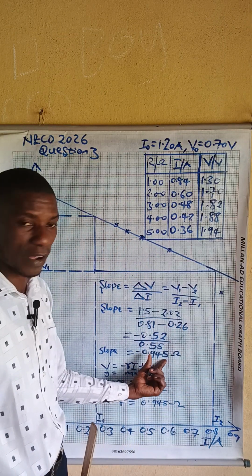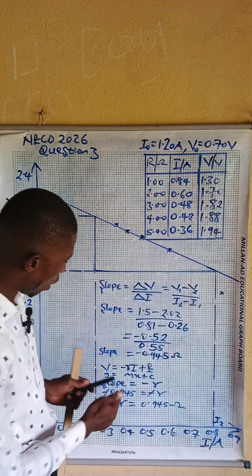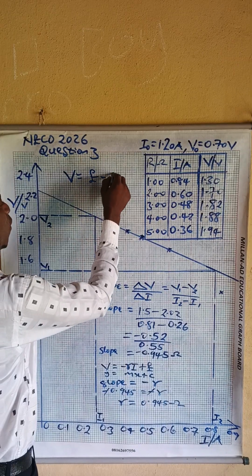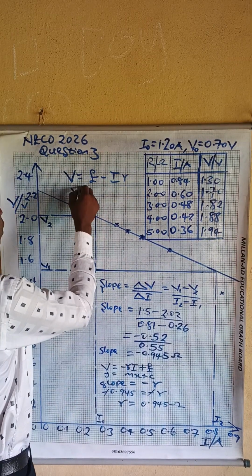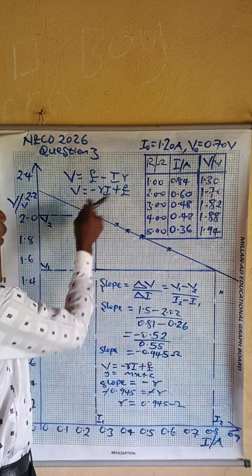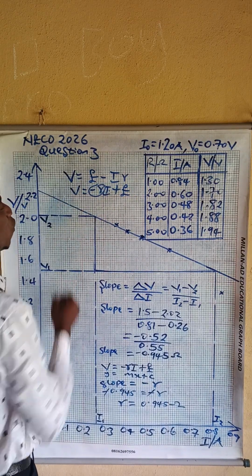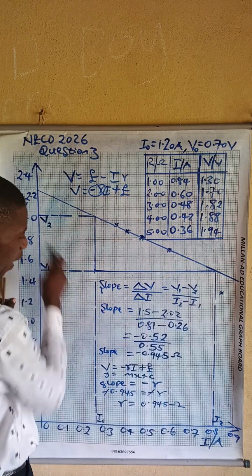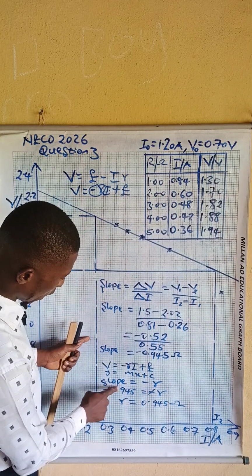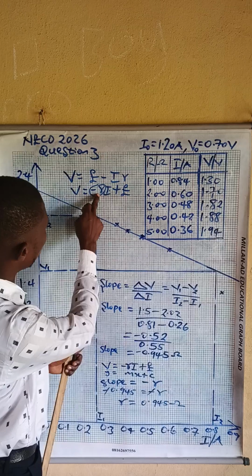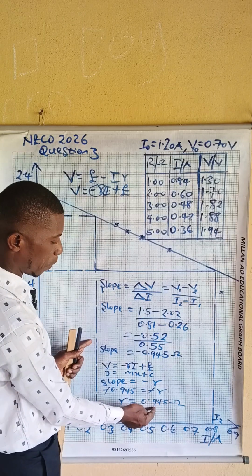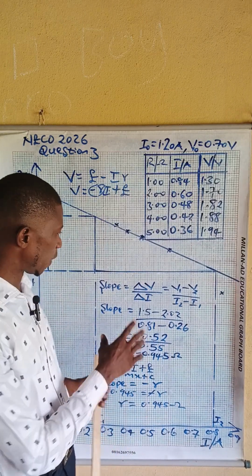The answer becomes a negative value here. So how do we go about it? You remember the formula that says V is equal to E minus IR. This is a general formula which we can rearrange to be in the form V = -rI + E. For a graph of V against I, this becomes the slope, and the slope is the internal resistance. So the slope is equal to internal resistance, which is a negative value here. Negative cancels negative. Our internal resistance becomes 0.945 ohms. So this is how to solve this.